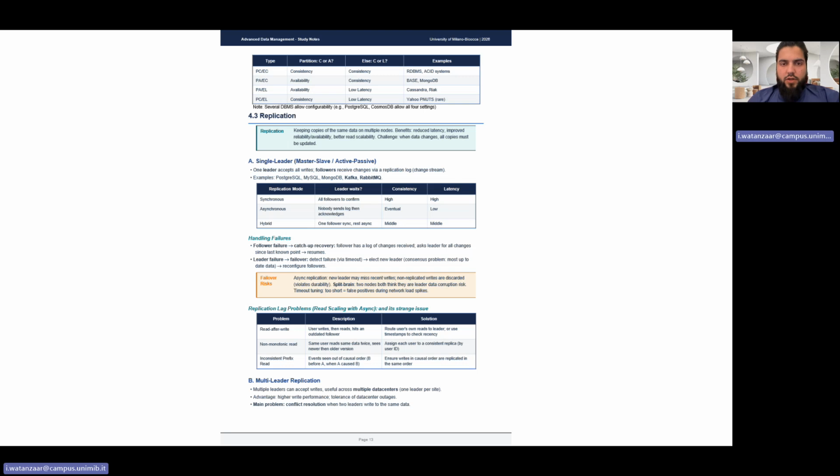So here we have a note. Several DBMSs allow configurability, like PostgreSQL and Cosmos DB, which allow all four settings. So based on the configurability, we can choose between these configurations of the PACELC and CAP theorems. One of the important concepts we are introducing is replication. It is really important, a core concept in DBMS.